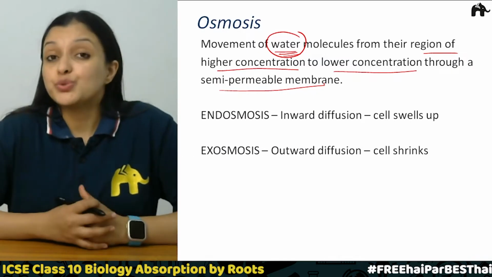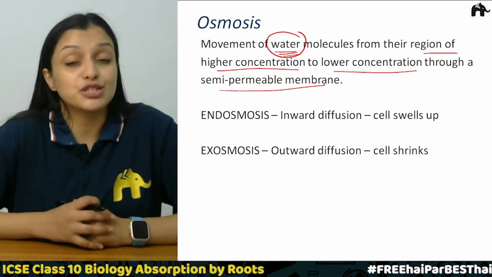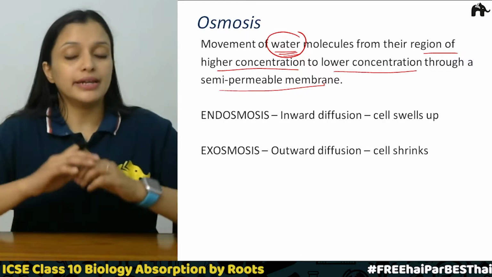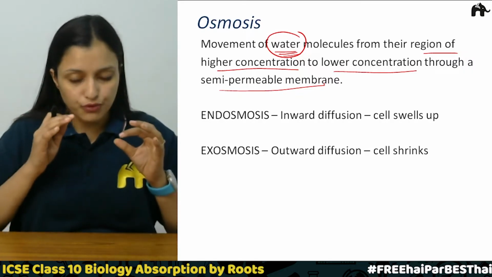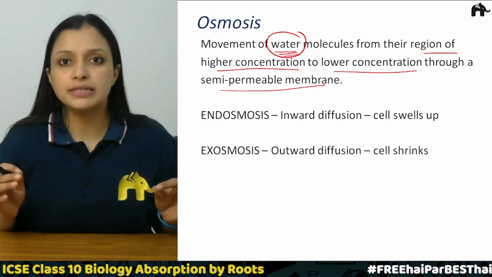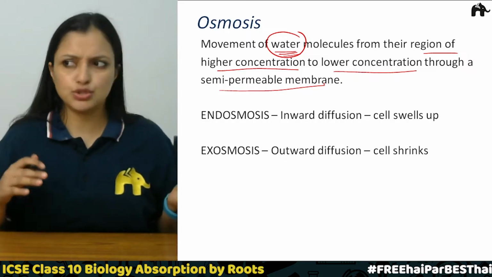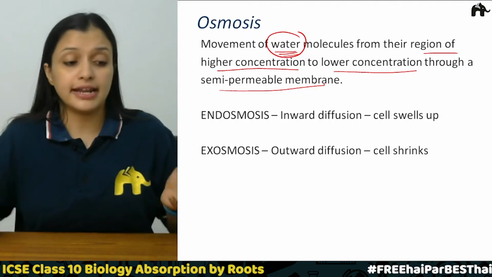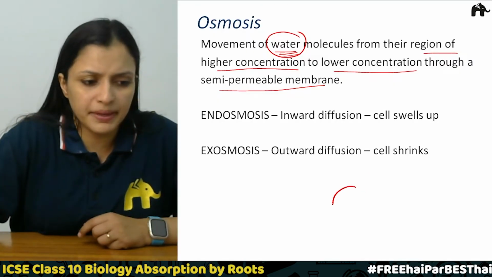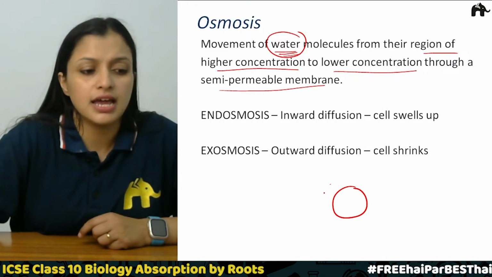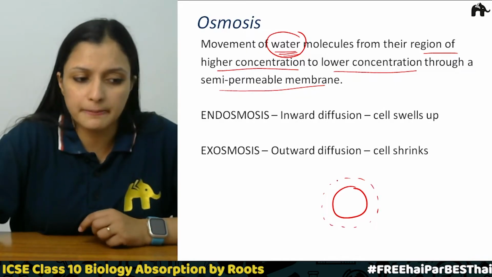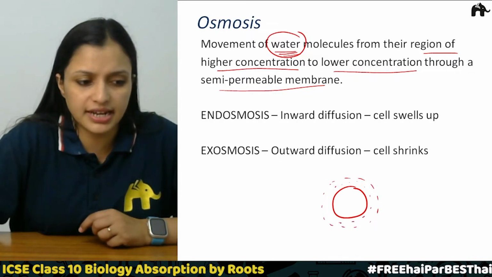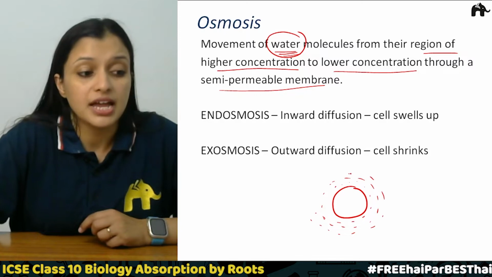There are two more terms that are associated with osmosis. It is about from where to where this movement is taking place, from inside the cell to outside the cell, or from outside the cell to inside the cell, right? So let us make a cell. Say this is the cell, this is the surrounding medium, right? We take it as the surrounding medium, correct?